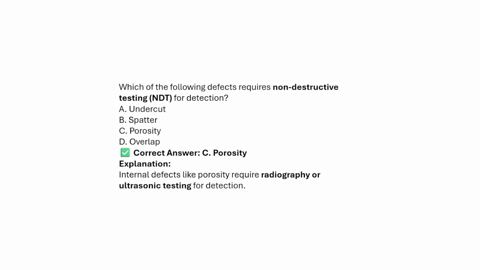Option A undercut, option B spatter, option C porosity, option D overlap. The answer will be porosity, because porosity can be detected by non-destructive testing, like the CT scan method. Internal defects like porosity require radiography or ultrasonic testing for detection.